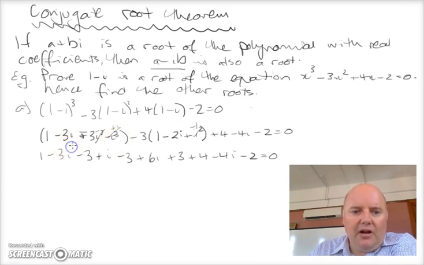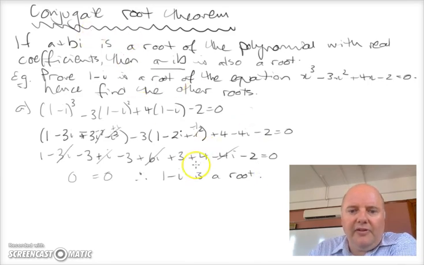Now let's group like terms. Minus 3i plus i is minus 2i, plus 6i is plus 4i, minus 4i is a 0. 1 minus 3 is minus 2, minus 3 is minus 5, plus 7 is plus 2, minus 2 is a 0. So we get 0 equals 0. So therefore, 1 minus i is a root.